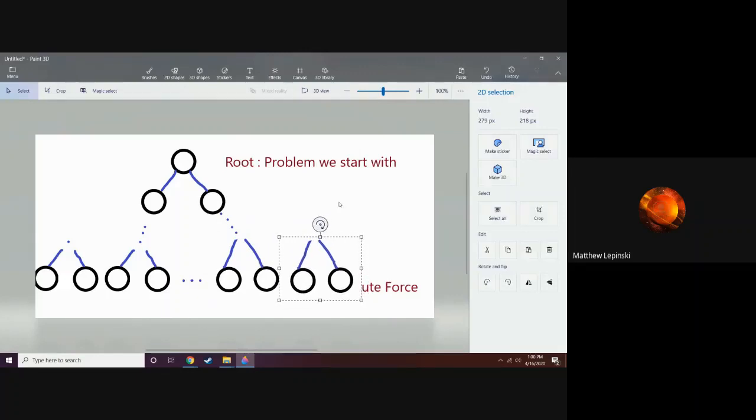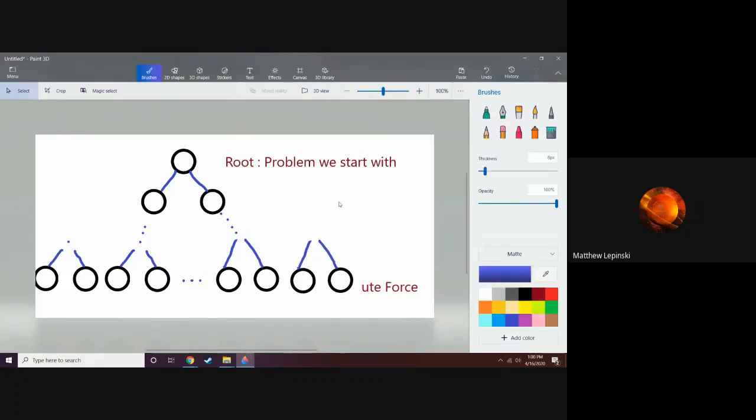I don't have a great example off the top of my head for the tons of leaves case, but I will come up with one for you next week. It's a little bit less common that you end up with tons and tons of leaves, but there are cases. I'm sure I can come up with something.